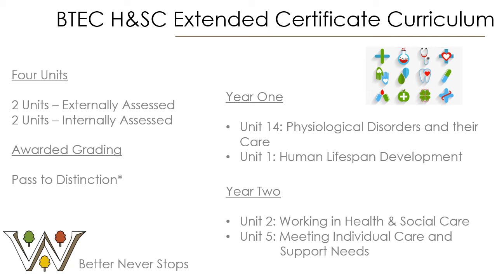Unit 5 is meeting individual care and support needs, which then really dovetails quite nicely with Unit 2. This is an internally assessed unit which will be assignment based, and then this will be all about how you would put a plan together for that individual need.